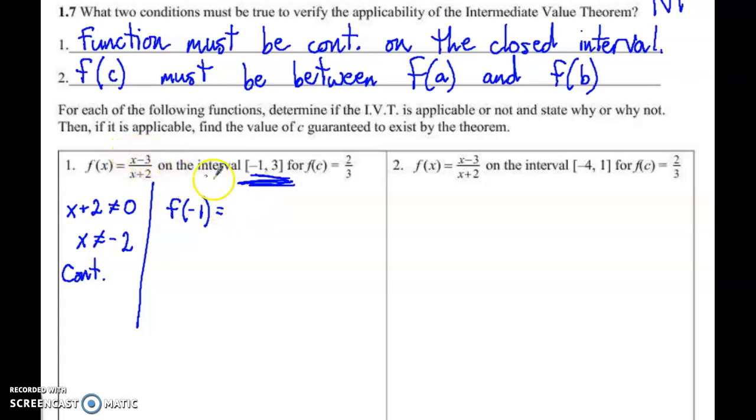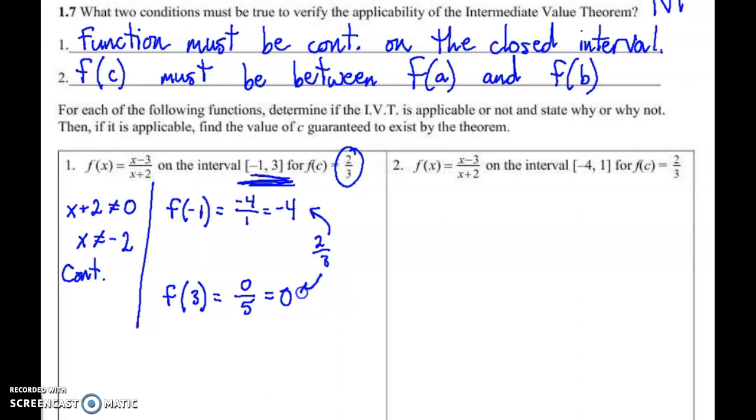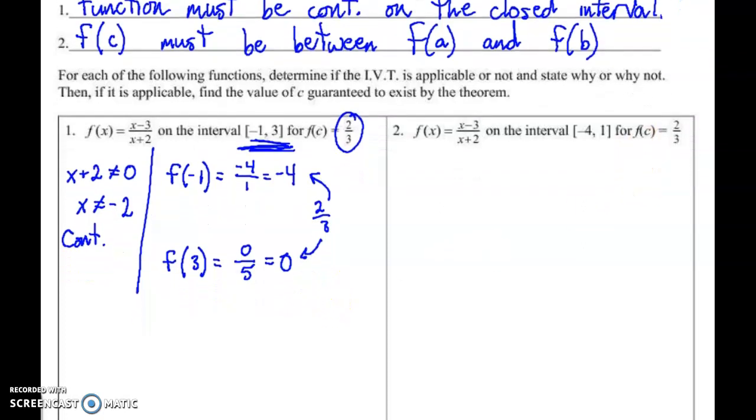As you plug in -1 for x, we get -4 in the top. -1 plus 2 is 1 in the bottom, so we're looking at -4 there. Let me leave a little bit of room to figure out what f of 3 is. So f of 3, you get 0 on top over 5. Well, 0 divided by 5 is still 0. And so the question would be, is 2/3 squeezed between these two values? And then your quick answer from there is the intermediate value theorem does not apply.